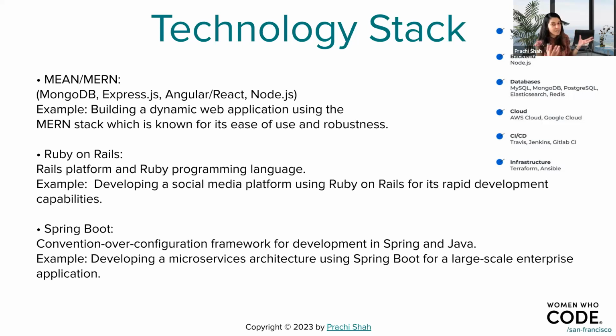Ruby on Rails is another example, right? A lot of startups use the Rails platform and the Ruby programming language to build their applications. Spring Boot is a convention over configuration framework, right? And that supports Spring and Java. So if you want to build microservices in Java, Spring Boot is a perfect framework for you, because it gives you out of the box a lot of solutions around building microservices, architecture and integration.